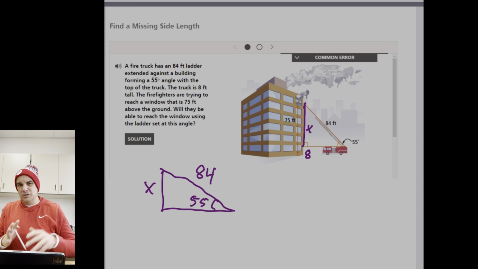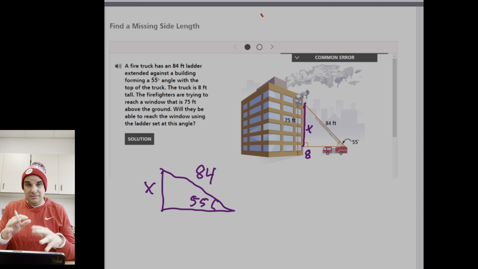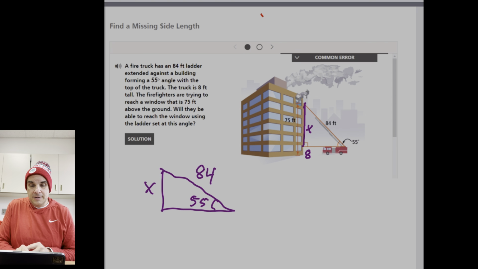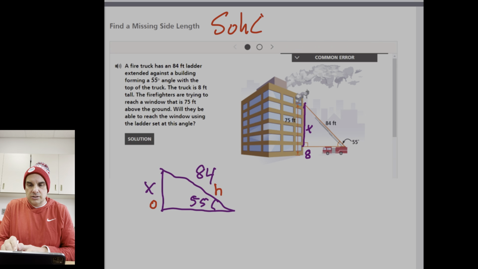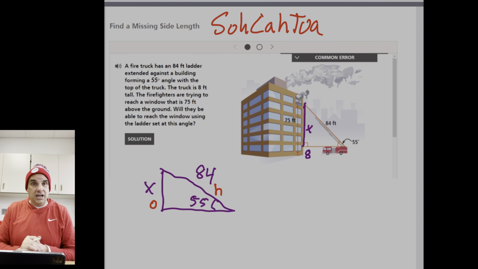So the first thing I like to do is, again, I'm given my reference angle is 55. I go ahead and label the sides that I know, and that's all I do. If I don't need to know it, I don't care about it. So x is the opposite side, 84 is the hypotenuse. So if I'm looking at SOHCAHTOA, O and H, so the sine uses opposite over hypotenuse.